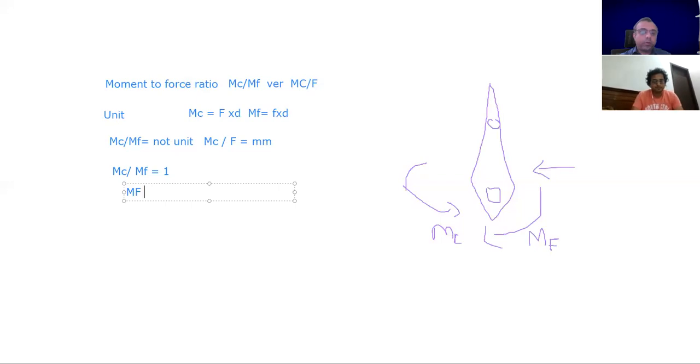We go for moment of force. That is force multiplied by distance. And what is the force? It's the same. Say MF is 1000. I think 100. The force is 100 and the distance is 10. So it's 1000 gram millimeter. Now we calculate the moment of the couple. We have to calculate the moment of the couple.